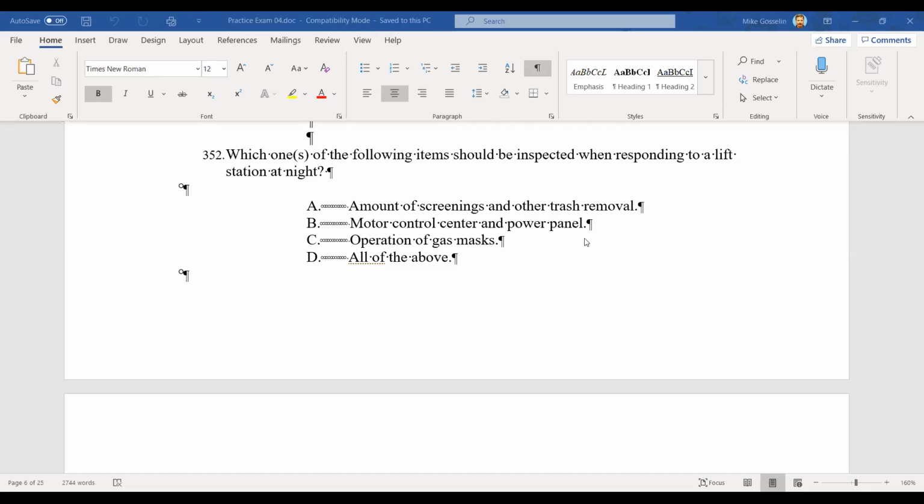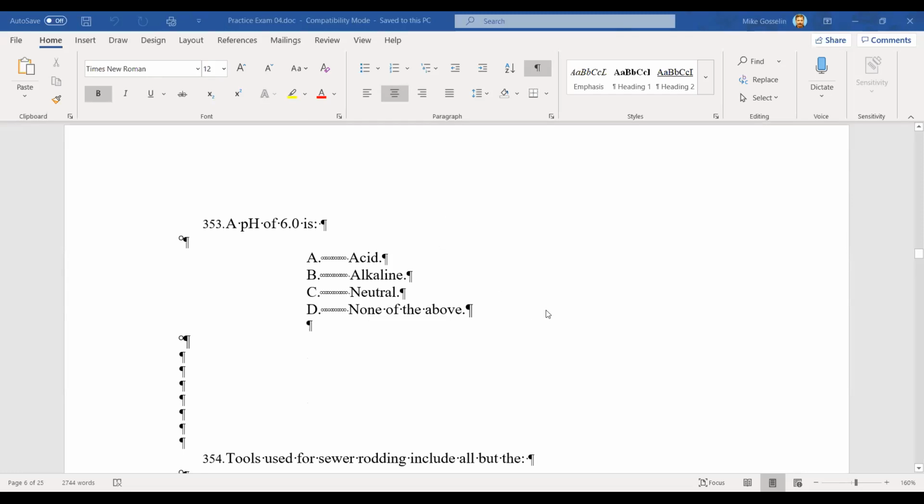So in this question... yeah, B is the right answer, thanks. Motor control center. Okay. A pH of 6 is? Acidic, you bet. Good answers, everyone.